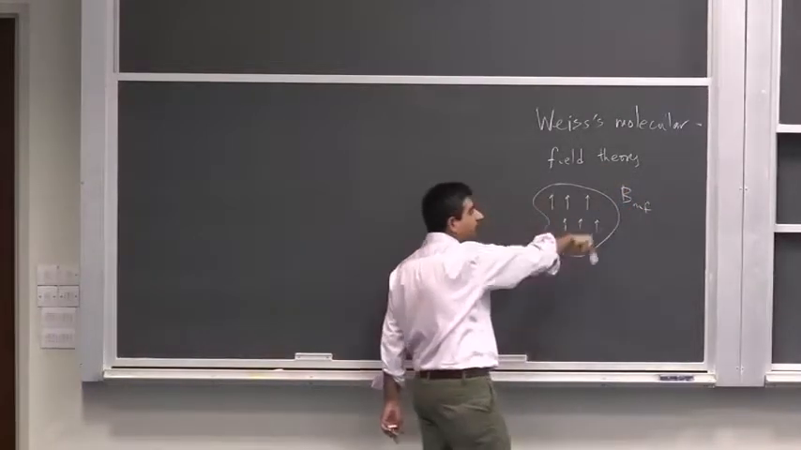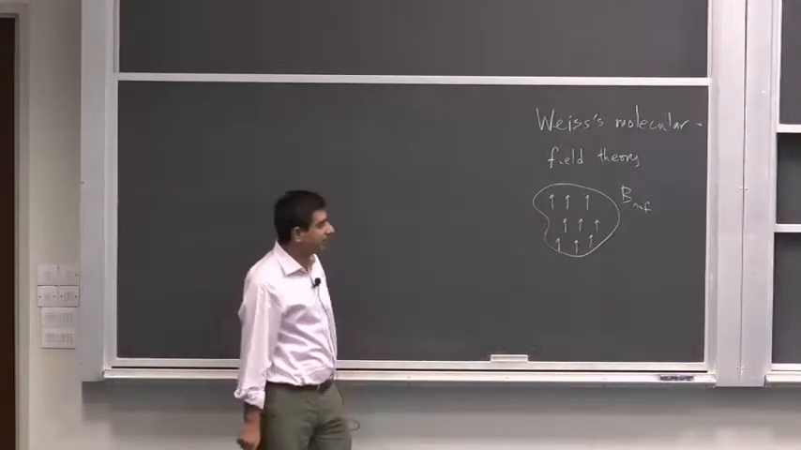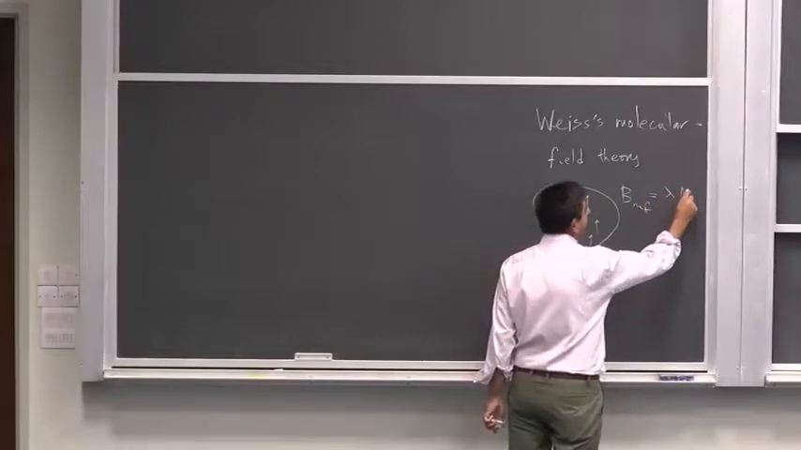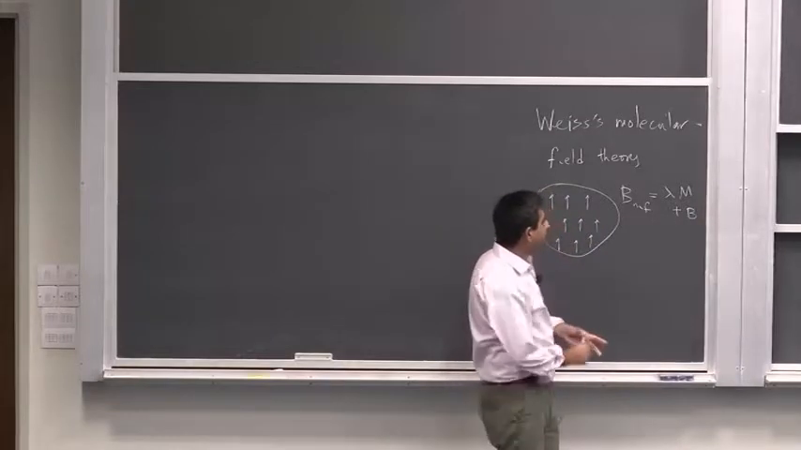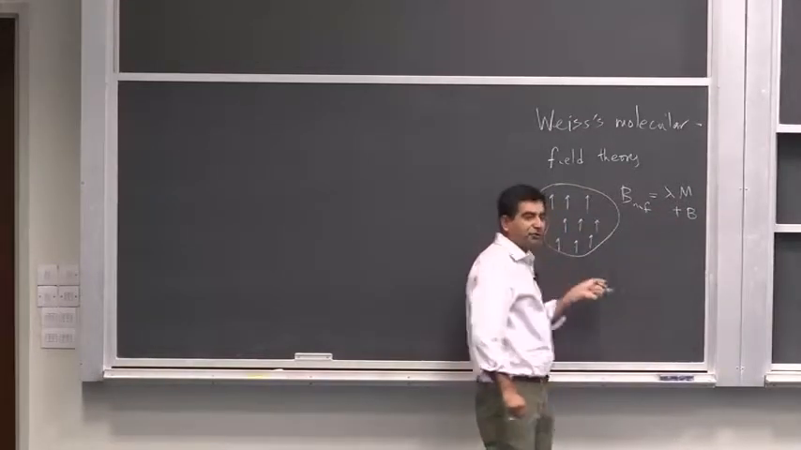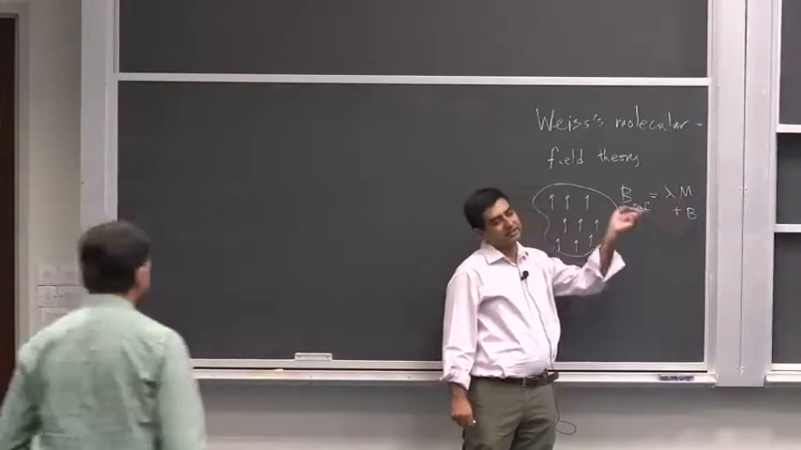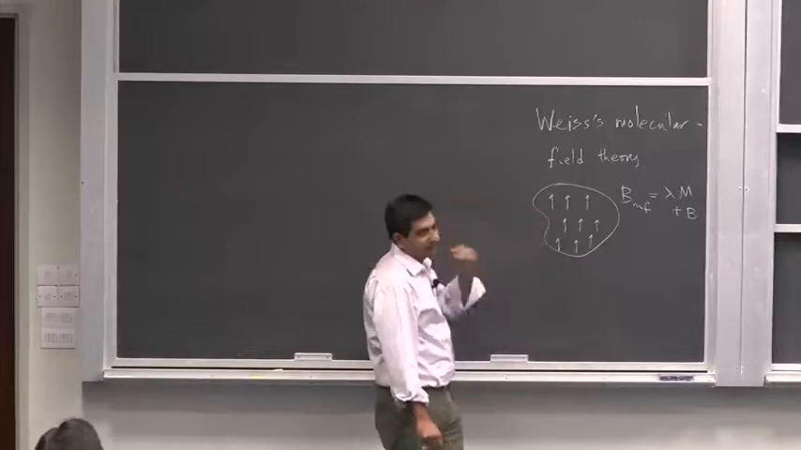So there is a mean magnetic field that is seen by each and every spin inside the domain. And this mean field is lambda m plus some external field if it is applied. For a ferromagnet, m is the magnetization of the domain itself. And for an antiferromagnet, m is the magnetization of the other sublattice. So this is a mean field theory.